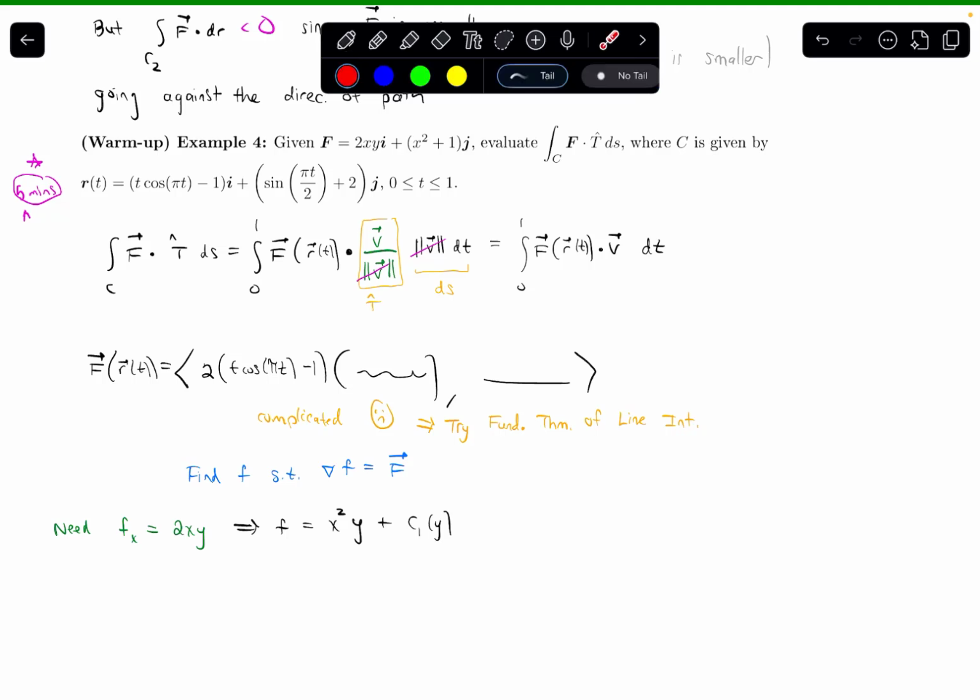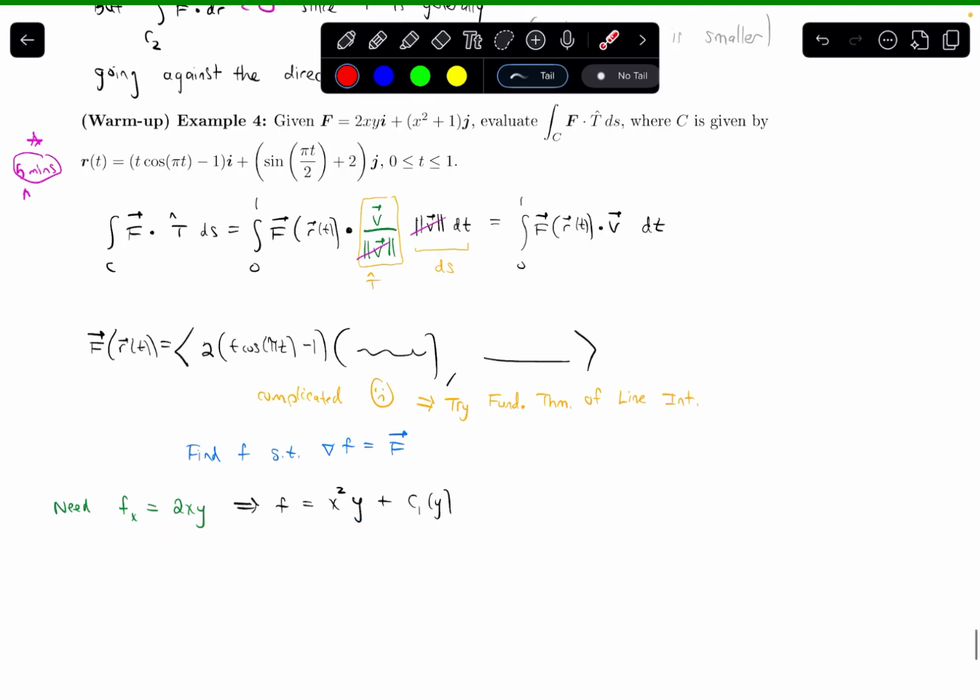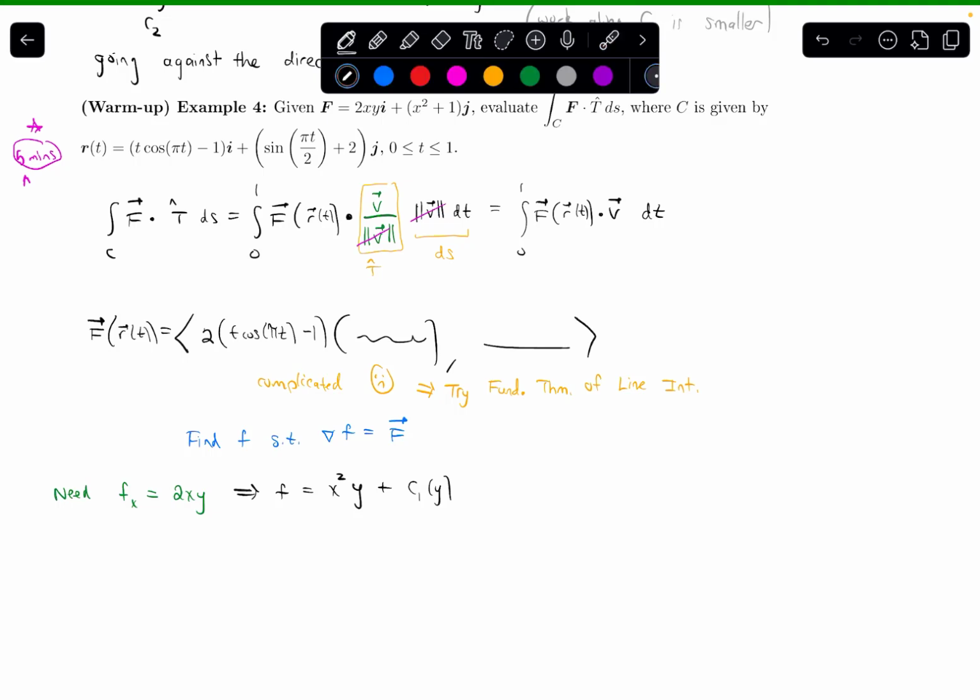I could check that now when I take this f and I do its partial with respect to x. For this part, that partial becomes 2xy. For that next part, I'm treating y as a constant, so that partial is 0. Then adding those together, I do get this, which is good. So now let's match up the y components.